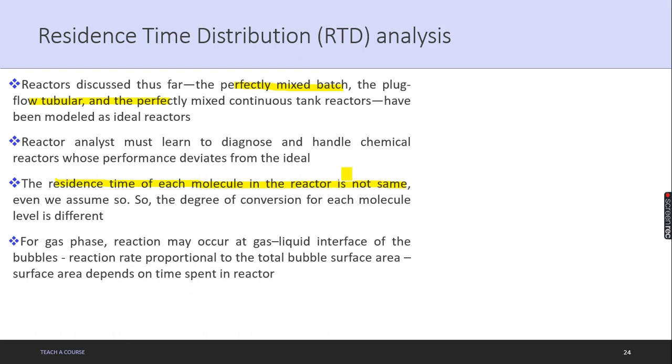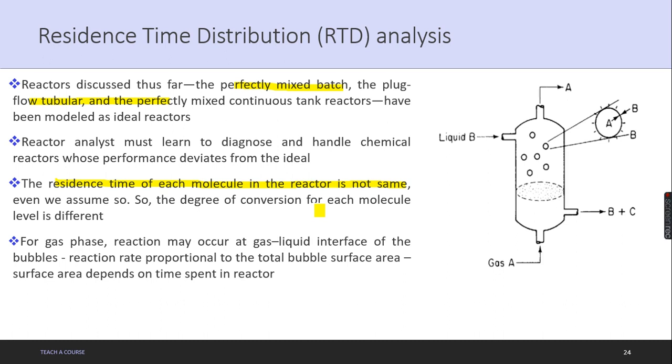For gas phase reactions, this is more prominent because gas phase reactions mostly occur at the gas liquid interface from the bubble. So the rate of reaction depends on the surface area of the bubble, and surface area of course depends, in a gas liquid phase reaction system, on how much time it has spent in the reactor. Initially the bubble size may be very small, but as time goes, the bubble size increases. So it all depends on how much time they are spending in the reactor system. We'll be showing you the gas liquid system for analysis.